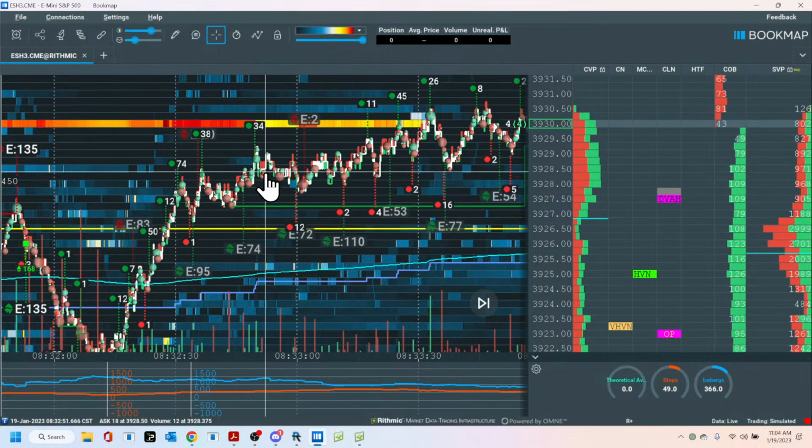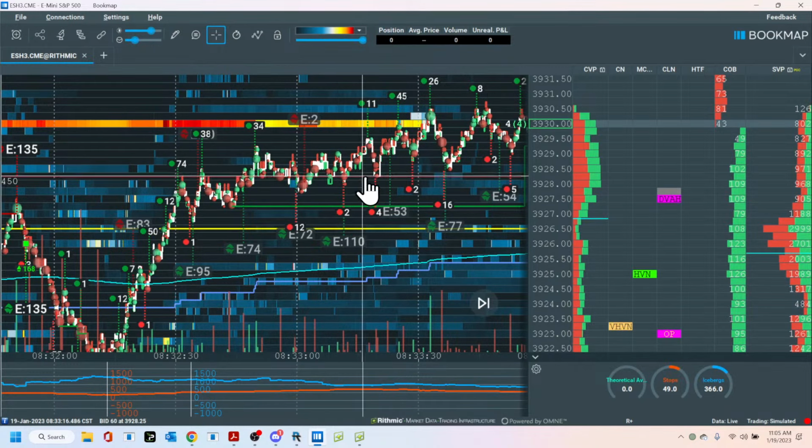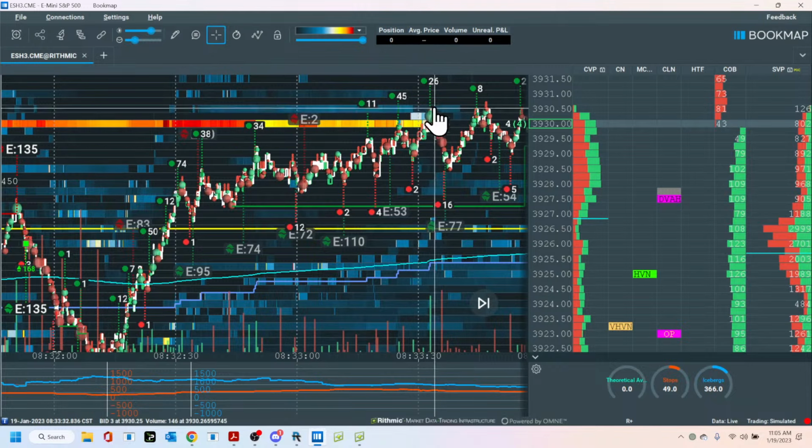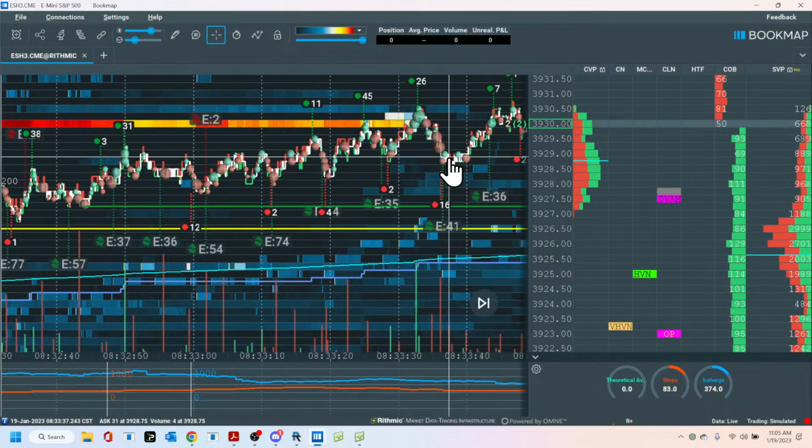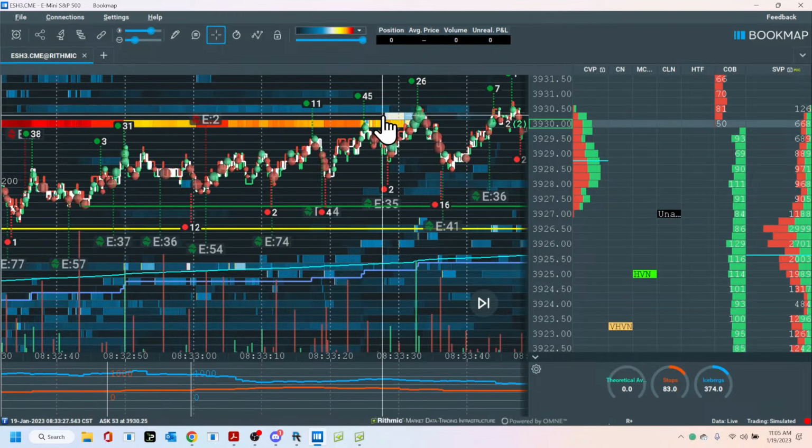Chopping, volume, break, too low. 26 stops, break. Now I'm looking at this. We hit this. We got buy stops. There's less stops as we go higher.